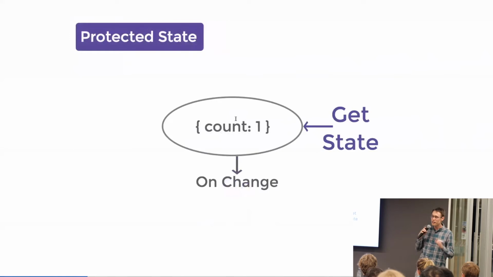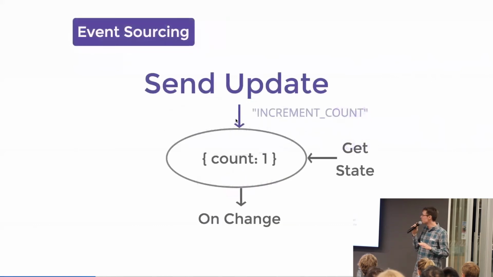So maybe we'll protect our state from mutation. Maybe you can grab it with getState. But then we've got to make a way to send changes in. There's a great pattern called event sourcing where you send in a change like increment count. So it goes in and then the count would become two. Kind of like an action. And let's keep going with this. What else do we need?